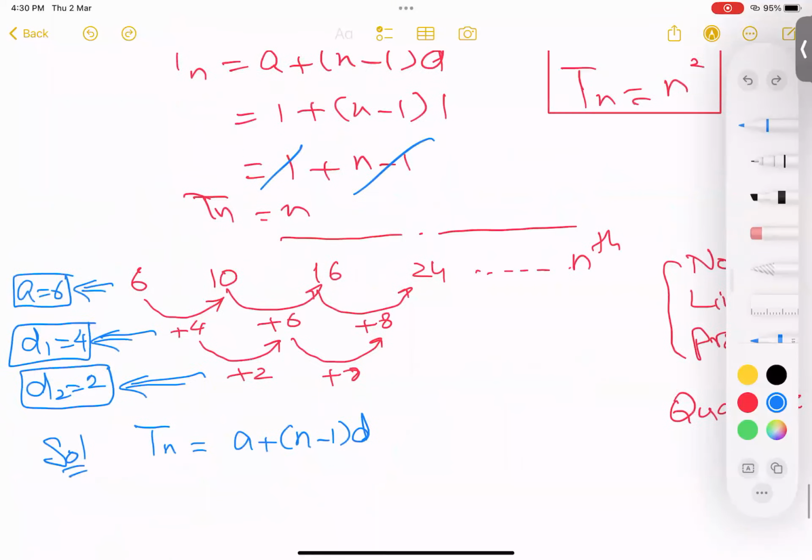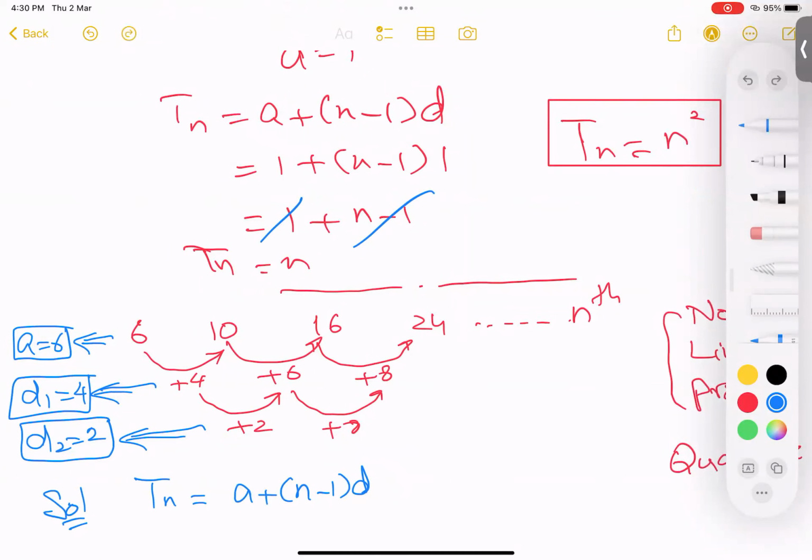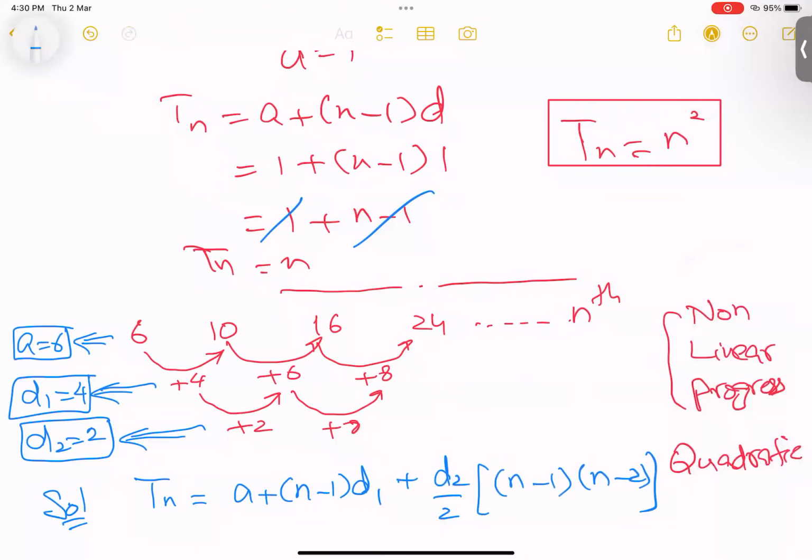I copy the whole thing here. See, this is totally the same. But the new formula is what? Write d1 here, not d, d1. And then d2 divided by 2, in the bracket (n minus 1) and (n minus 2). That's it. This is a formula to deal with non-linear progressions.